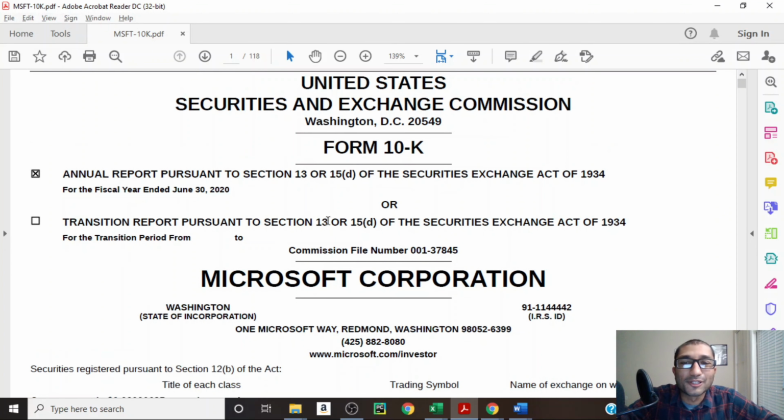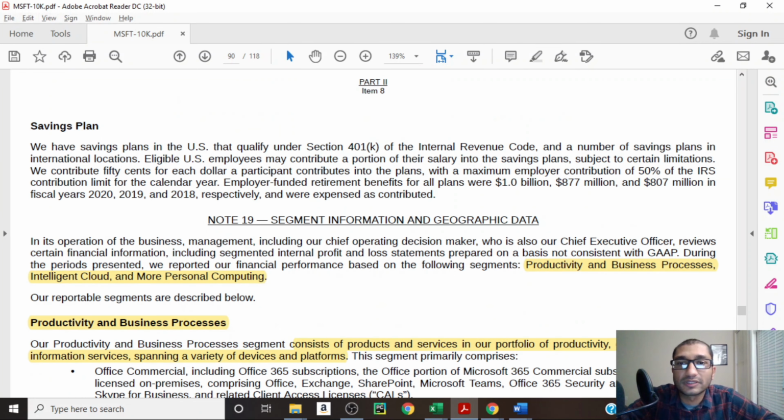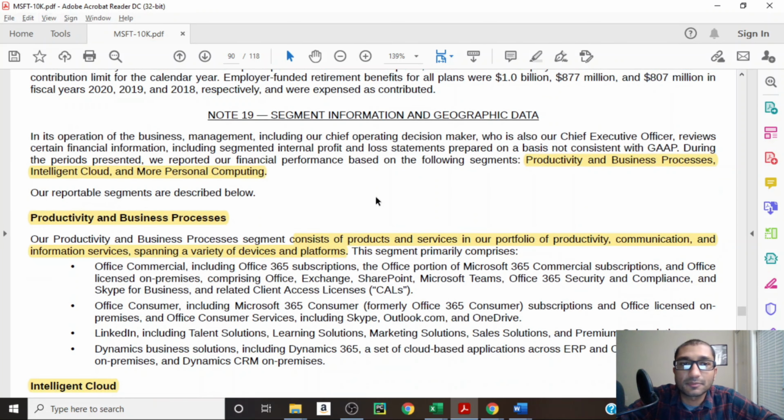Let's start off by looking at the Form 10K, which is the annual report that Microsoft filed with the SEC. This is for the fiscal year that ended June 30th, 2020. And on page 90 of the report, the company provides an overview of its business segments. It states that it has three operating segments: productivity and business processes, intelligent cloud, and more personal computing.